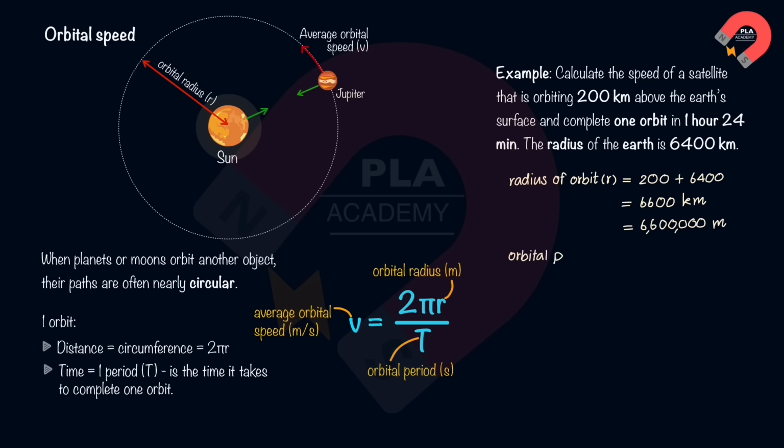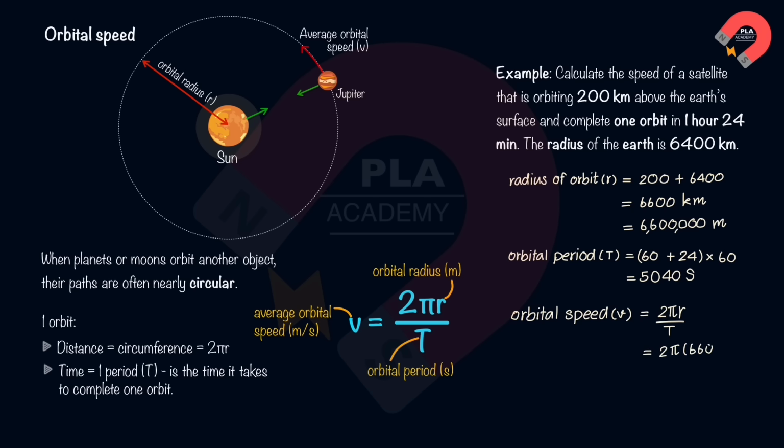Orbital period equals 60 minutes plus 24 minutes, times 60 seconds, equals 5,040 seconds. Orbital speed equals 2 pi r over t. To substitute, r equals 6,600,000 and T equals 5,040. The result is 8,200 meters per second.